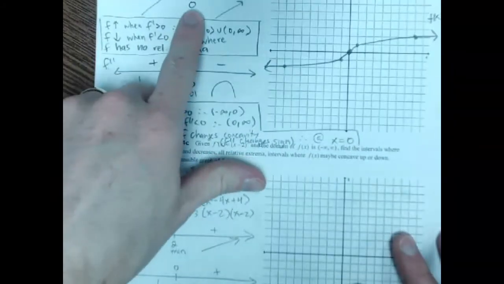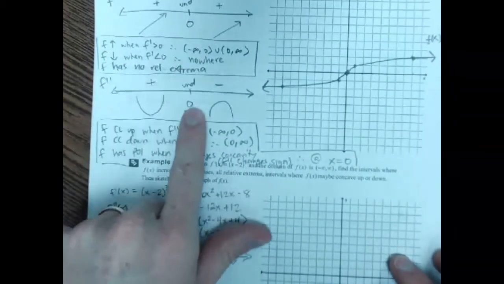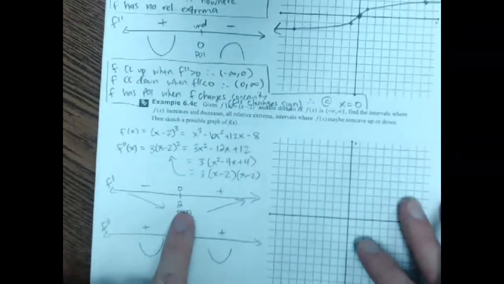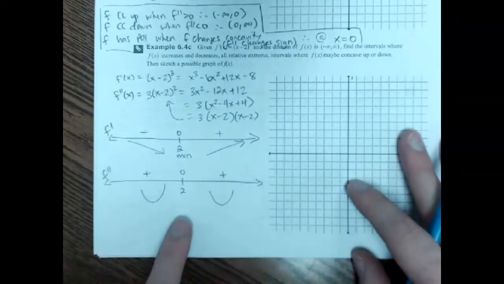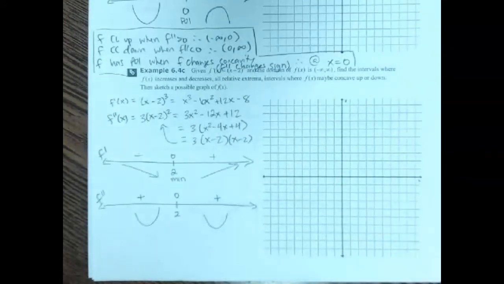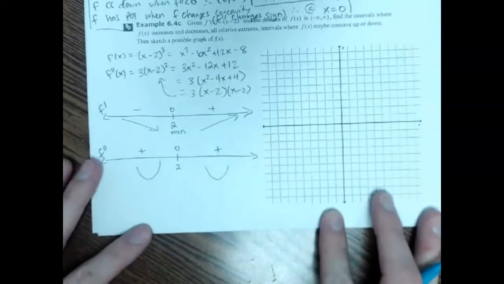Like here, this one was neither, but it was a point of inflection. This one was an extrema, and so it should not have ended up being a point of inflection. It wouldn't make sense to have a min or a max that is also a point of inflection. Right, it's kind of going to be exclusive, one or the other. Let's answer all these questions, and then let's sketch the graph.